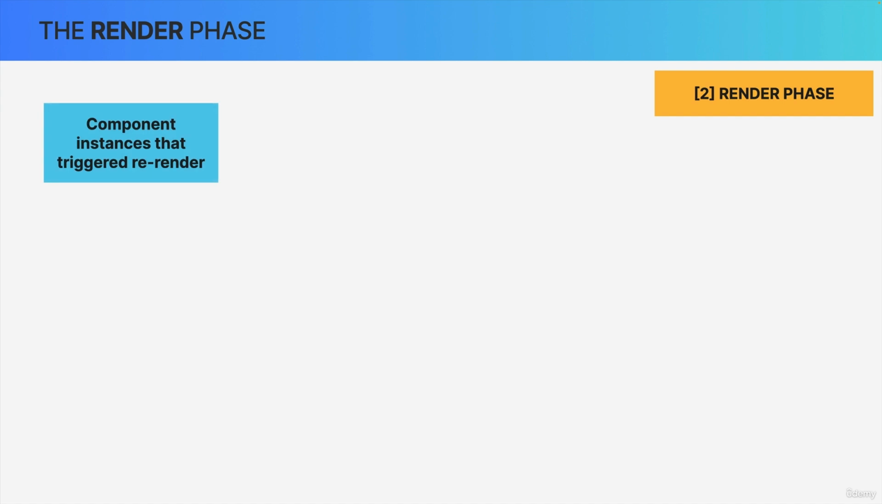So, in the previous lecture, we talked about how renders are triggered. In this lecture, we're going to learn all about how renders are actually performed in the render phase. At the beginning of the render phase, React will go through the entire component tree, take all the component instances that triggered a re-render, and actually render them, which simply means to call the corresponding component functions that we have written in our code.